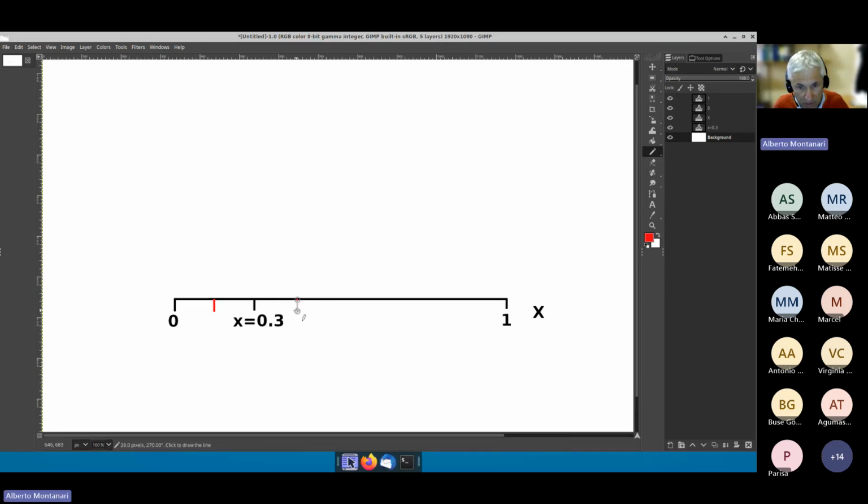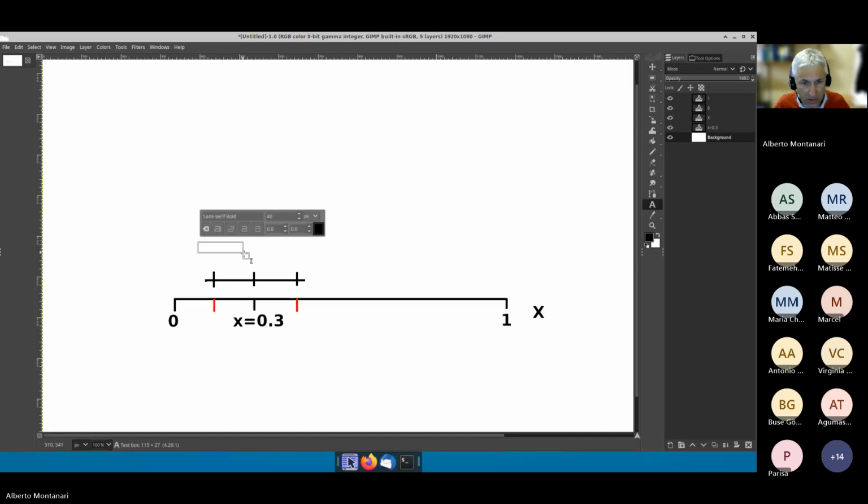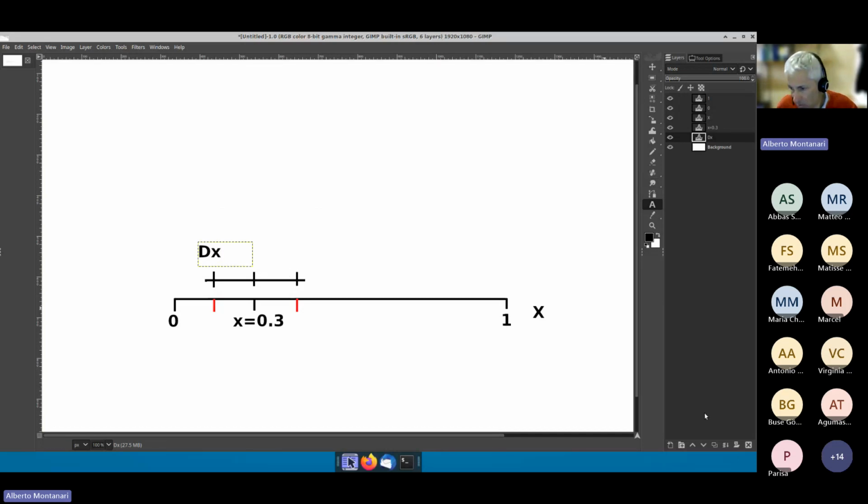Okay, and let me identify this interval with a measure. So the measure may be, for instance, let me put a quote line here, here, and here. Okay, so the measure of the interval may be something like delta x. Okay, here and here.